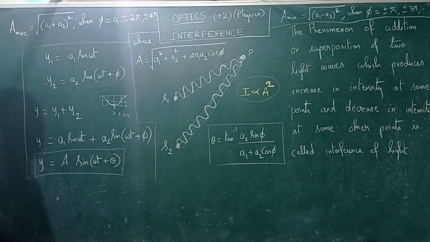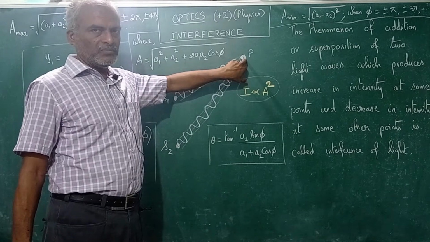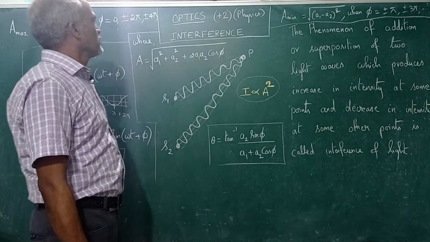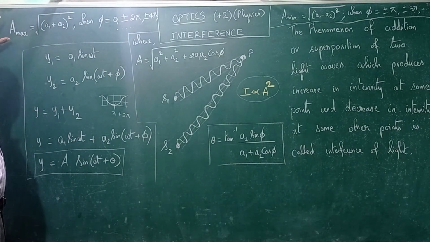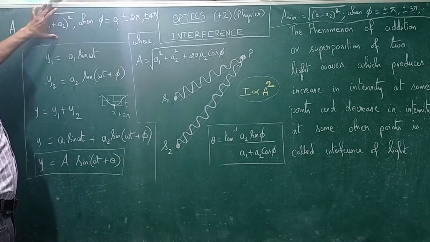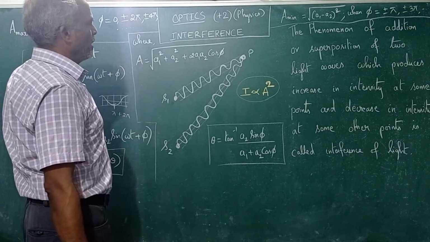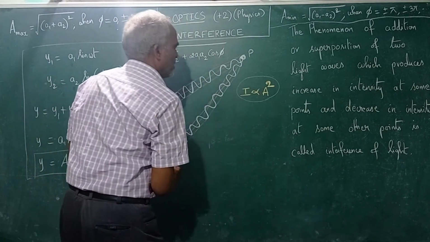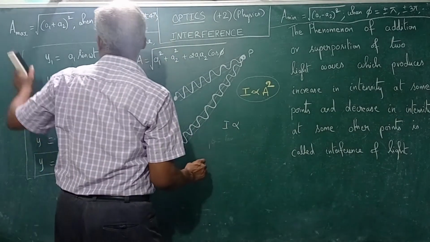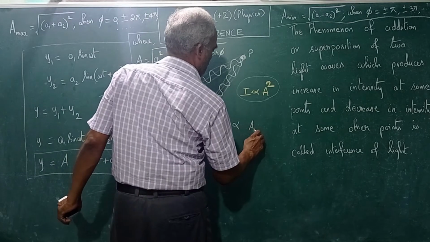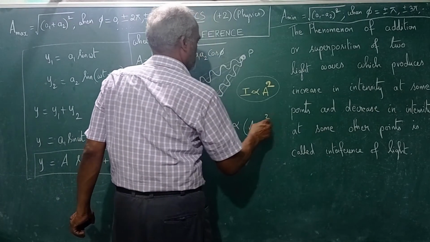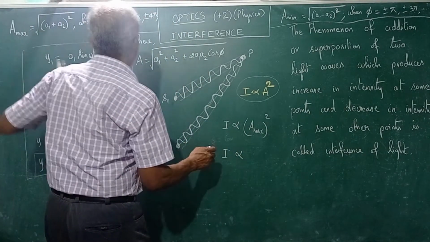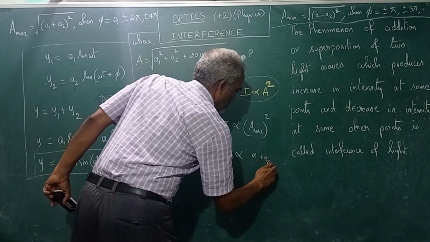So now we have one more term: the intensity at this point. We are interested in intensity, which is directly proportional to a square. So that means a max we have. A max is this much, the maximum value. So if I want intensity because of a max, then intensity will be directly proportional to a max the whole square. This is for constructive interference. Therefore I becomes a max square. If you square this, you will get a1 plus a2 the whole square.